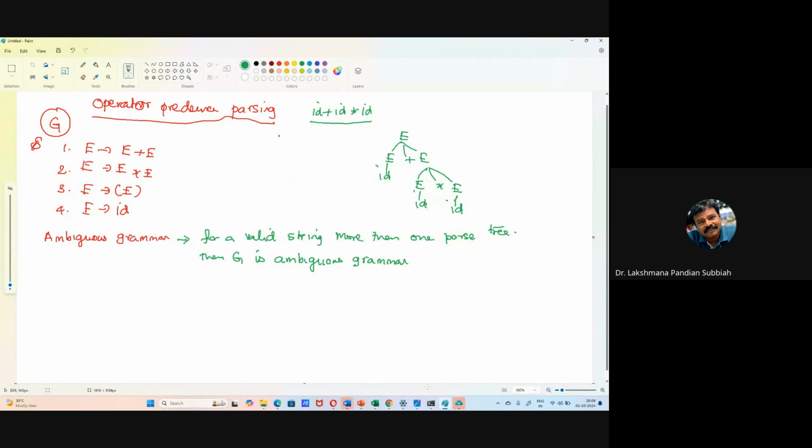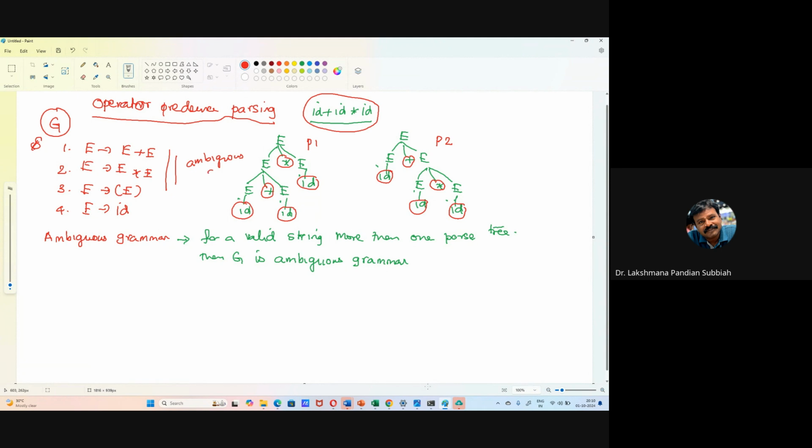Similarly, we can generate the same string with another parse tree. First we use E star E, then for the first E we use E plus E, and then each E derives ID. Now you see we are generating the same string. Collecting the leaves from left to right, we get ID plus ID star ID. So for the valid string we have two parse trees, parse tree 1 and parse tree 2. Since there is more than one parse tree, the grammar is called ambiguous.